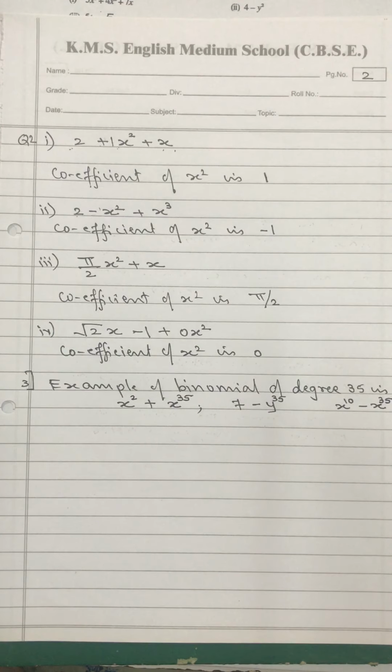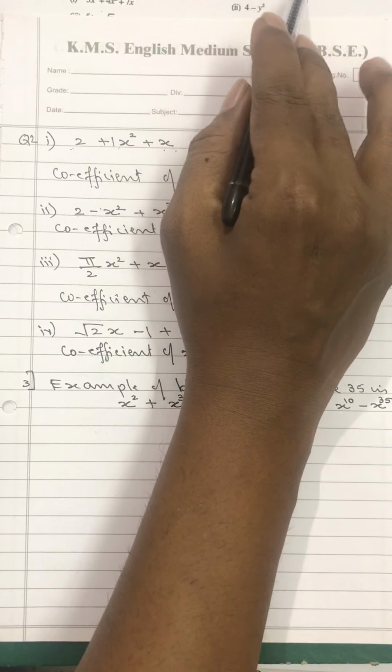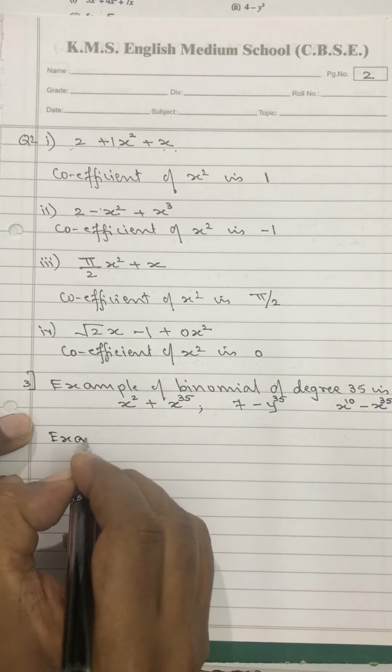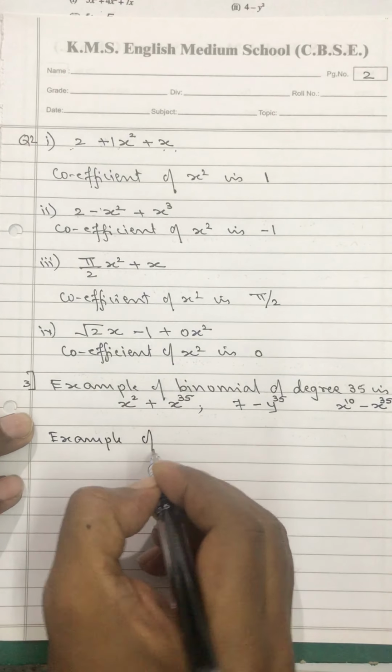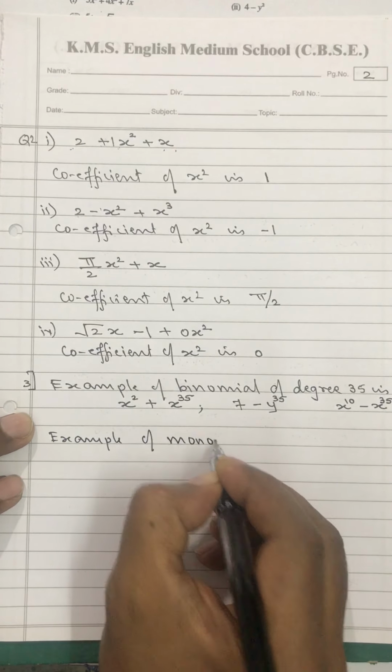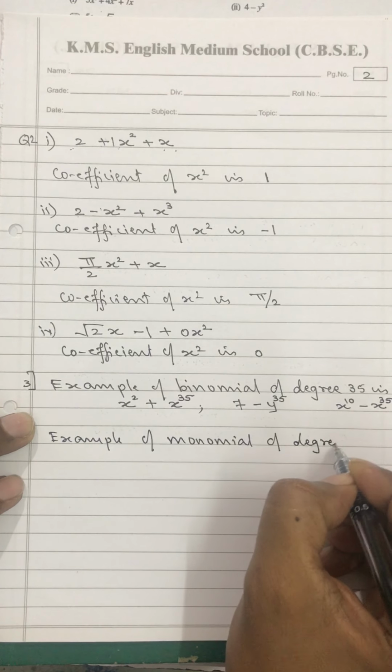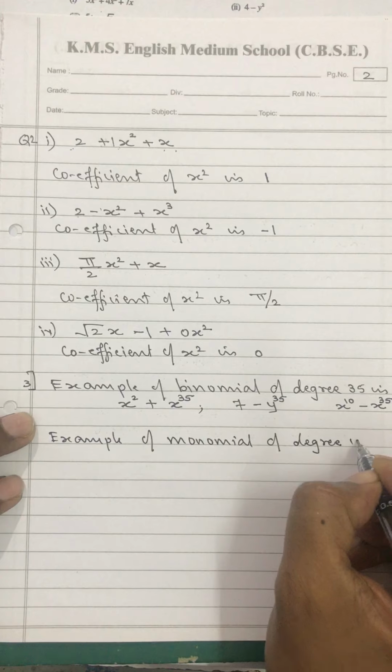Okay. And now next, what are they asking us? A monomial of degree 35. Example of a monomial of degree 100, they have told.